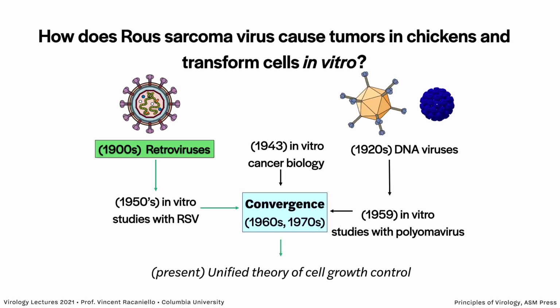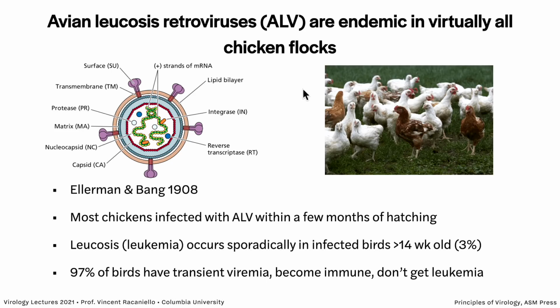All right, so we're going to start with retroviruses. And the question is, how does Rous sarcoma virus cause tumors in chickens and transform cells in vitro? I've already told you it does these things, but we don't know how it does it yet. So let's take a look at that. For this, we need to know a little about chickens and retroviruses. And the virus you need to know about is called avian leukosis retrovirus, ALV.